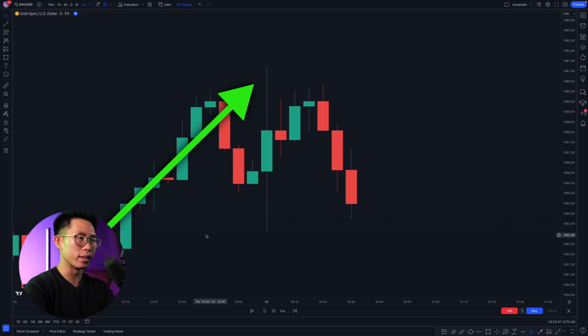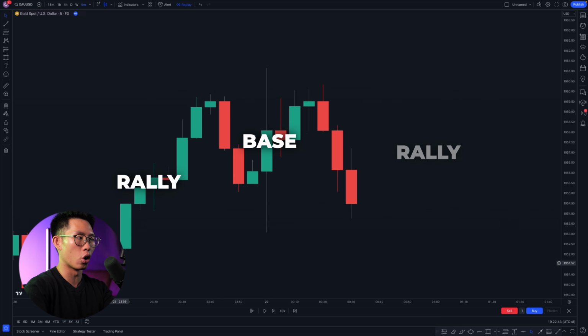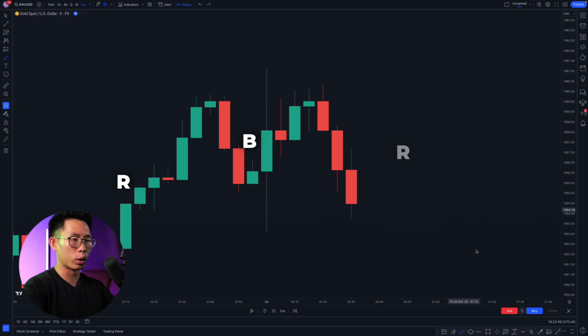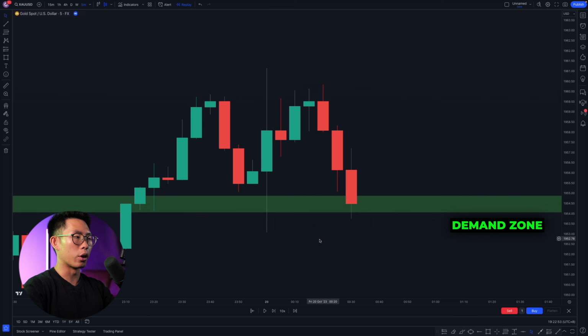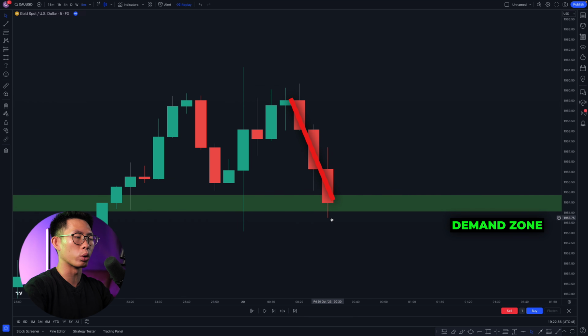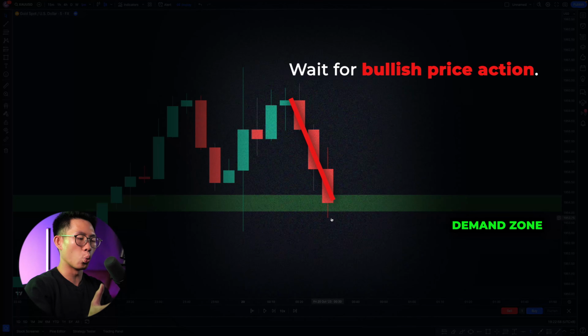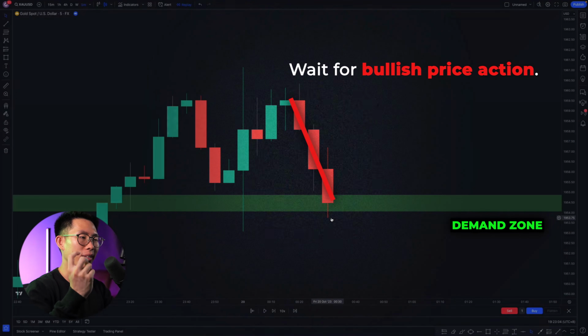So over here, what is this demand zone? This is your rally base, and potentially it could be making a rally somewhere right around here. So what we can do is to mark up our demand zone somewhere right around here. And you can see price has managed to come back down to this demand zone.